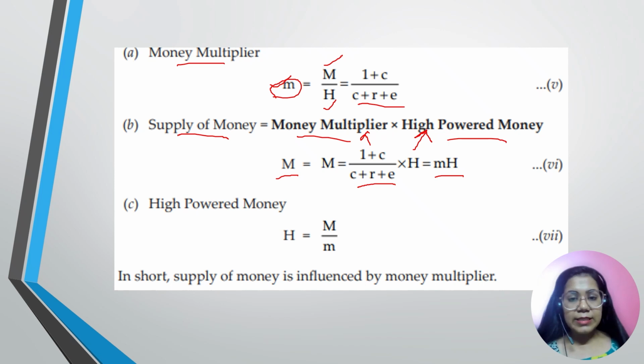So this is the supply of money. And high powered money can be written as supply of money upon the money multiplier. So we can see that the supply of money is influenced by the money multiplier and it is a main component or main factor which affects the supply of money. So let's go to the next slide and read about the credit creation or expansion of credit money.